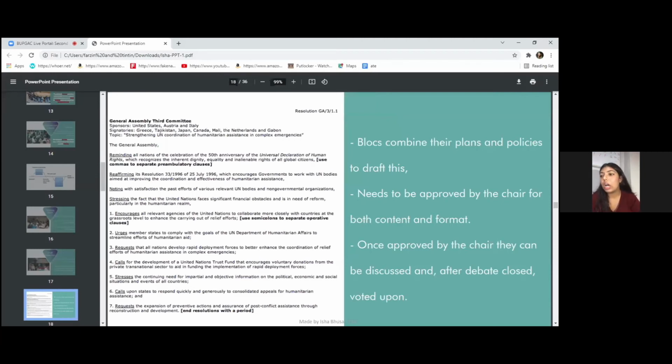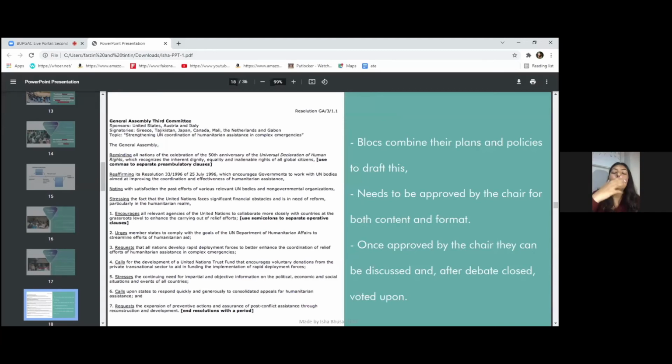On the internet, I think I've listed it in another presentation, which I'll probably send to you. The preambulatory clauses need to start with particular terms. You're reaffirming, you're noting what has happened, so those kinds of terms need to be used. It's just one Google search away. You can search preambulatory clauses for a draft resolution, you will find those words, and you will construct a sentence in such a way that it works with the word in front. Here you can see there are words like reminding, reaffirming, noting, and stressing. Those four are the preambulatory clauses.